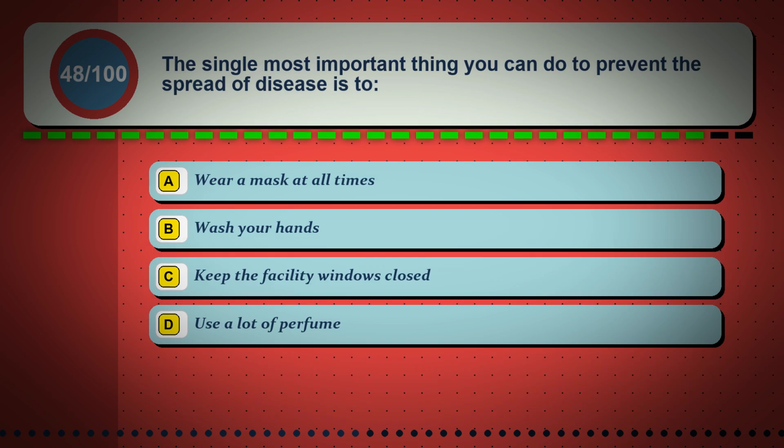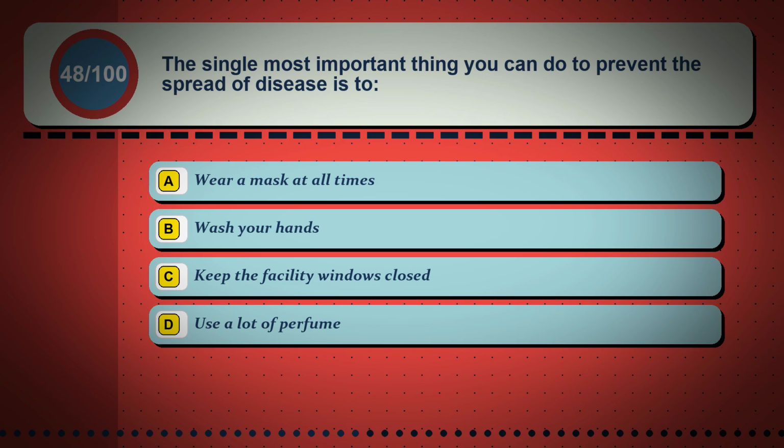Question 48. The single most important thing you can do to prevent the spread of disease is to Option A. Wear a mask at all times. Option B. Wash your hands. Option C. Keep the facility windows closed. Option D. Use a lot of perfume.